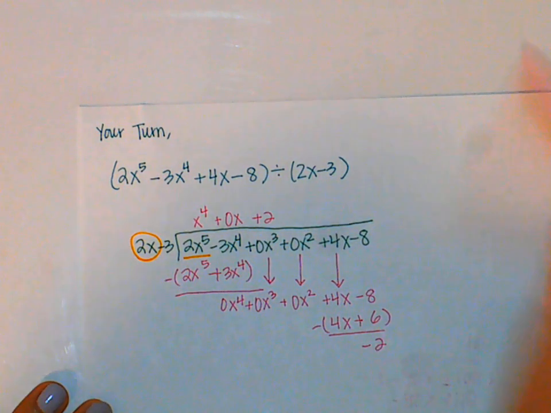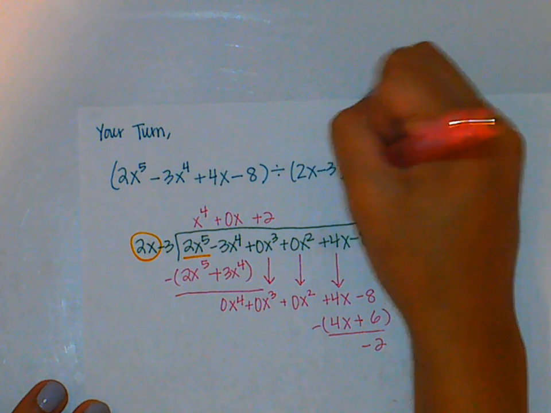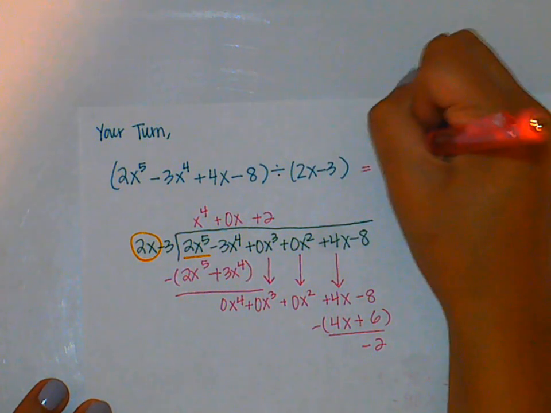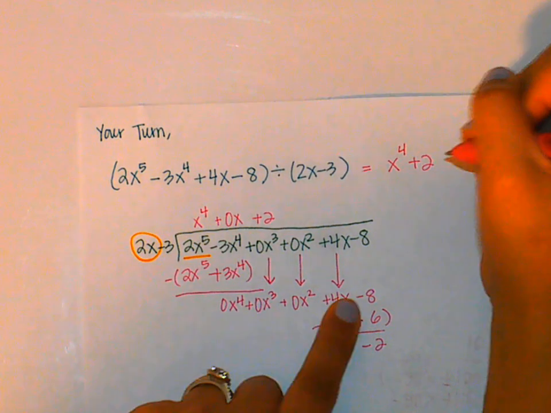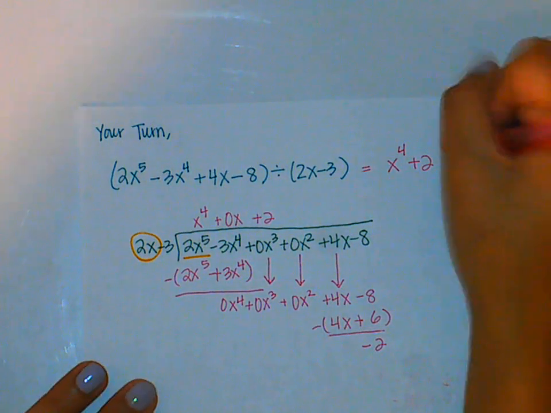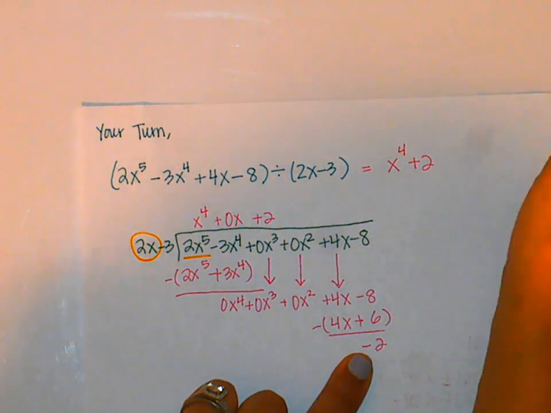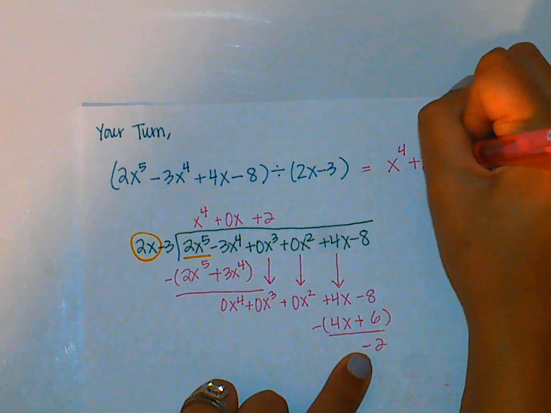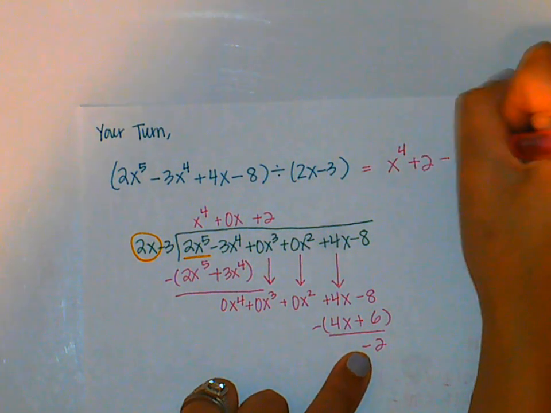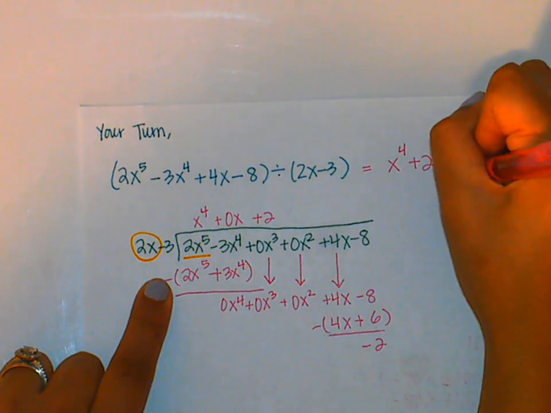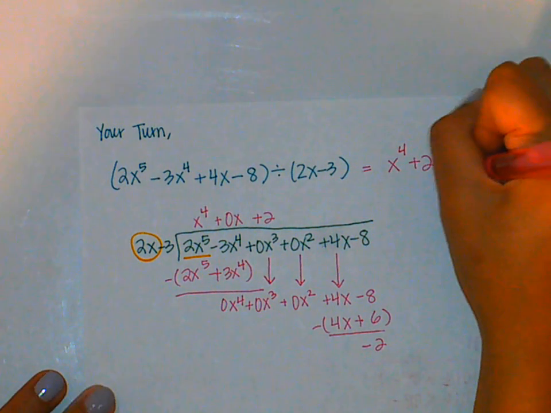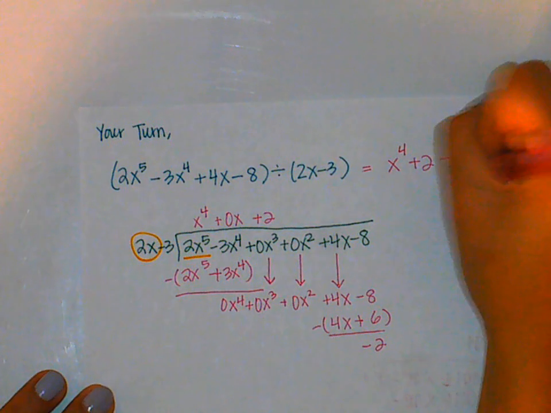When I got it, I ended up with this. So my answer would just be x to the power 4 plus 2. I'm going to ignore all of the zeros because they're just 0. Now, instead of plus something, I'm going to say this is minus, because it's that, 2 over 2x minus 3.